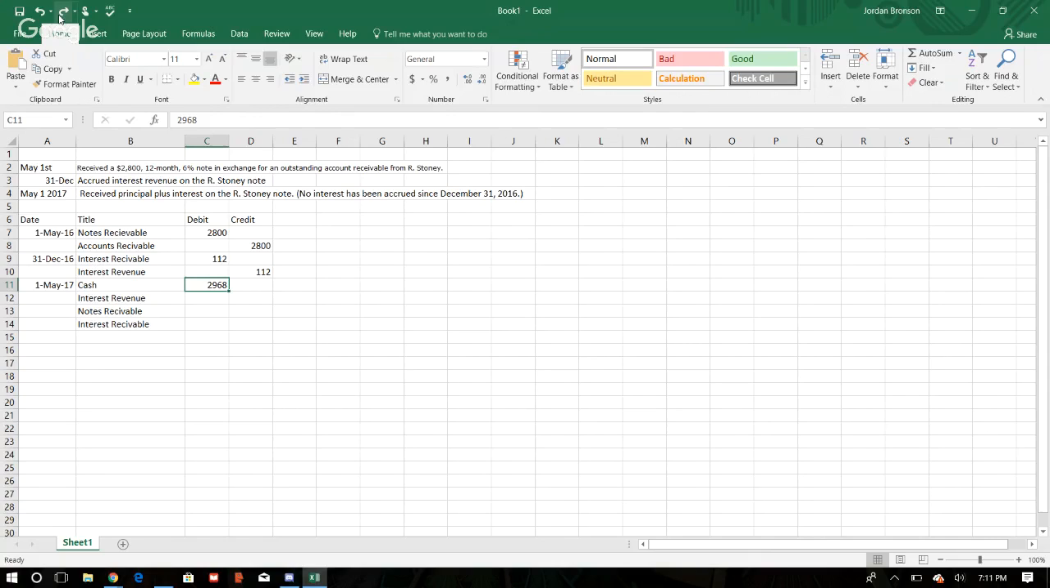From December to May is only 4 months, so we'll do it like we did in the second transaction: $2,800 times 6% times 4 divided by 12, which gives us 56, which is our interest revenue. We'll add that to the 112, and add that to the 2,800 to give us $2,968. Then to balance out the notes receivable, we'll just do the beginning principal of that R. Stoney note of 2,800. And to balance out interest receivable, we'll put 112 in there to balance that account out. And that's that question.